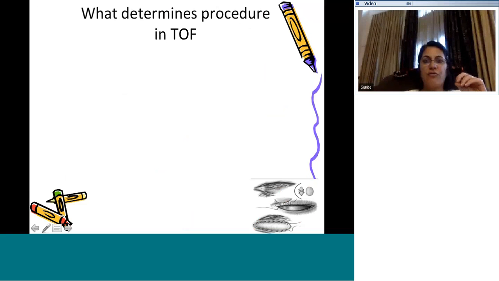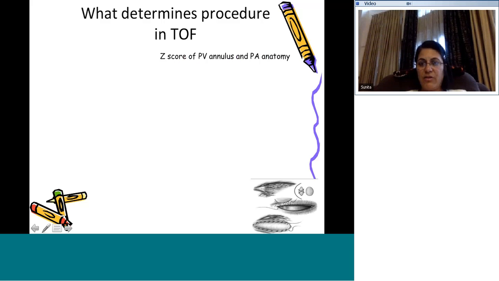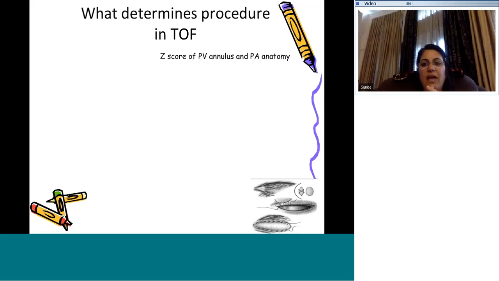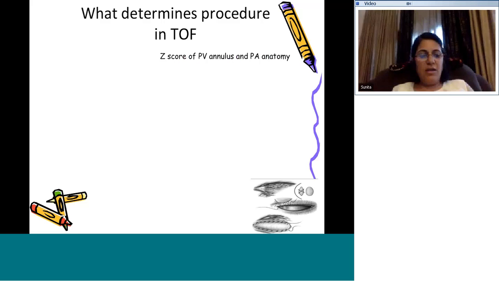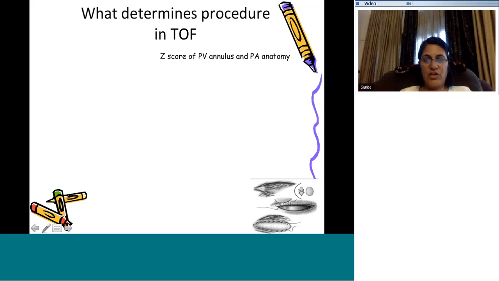What are the things you need to know in order to decide what type of procedure to do in tetralogy of Fallot? Anyone? What determines your procedure in tetralogy of Fallot? It's going to be the Z-score of your pulmonary valve annulus as well as the size of the branch pulmonary arteries, right? And yes, your coronary anatomy has to be suitable for the correction.